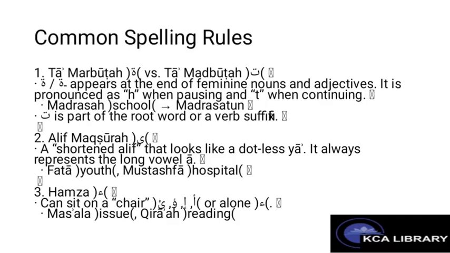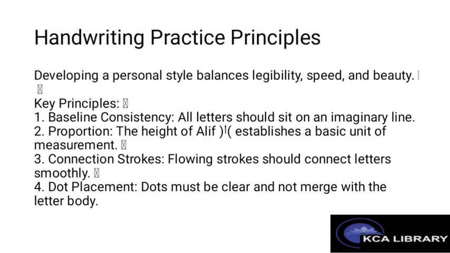Ta mabuta is a part of the root word or a verb suffix. Then we have the alif maskura, a shortened alif that looks like a dotless ya. It always represents the long vowel a, fata, mustafa. Then we have the hamza. It can come on ya, on waw, below alif, or on alif.